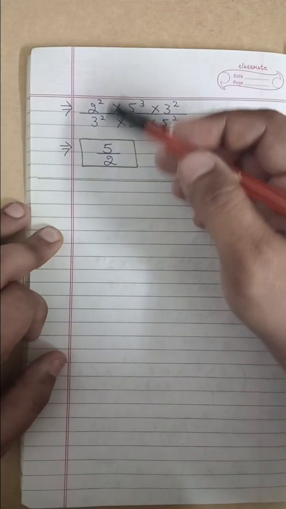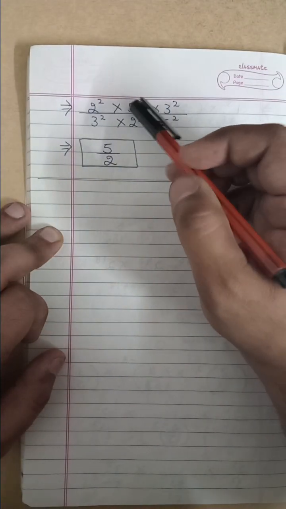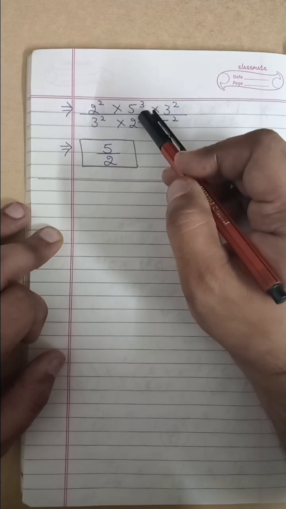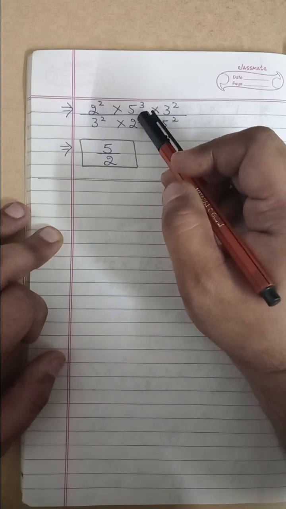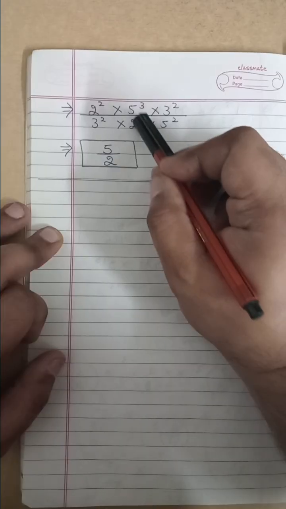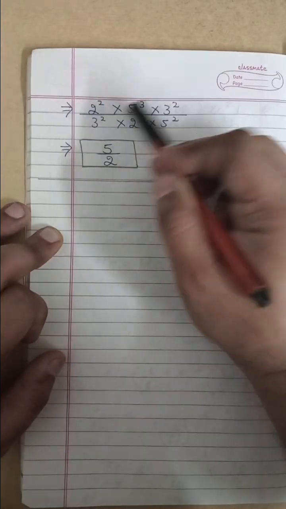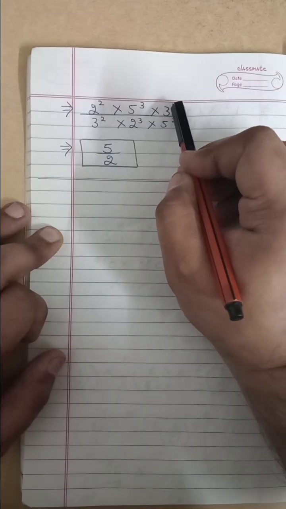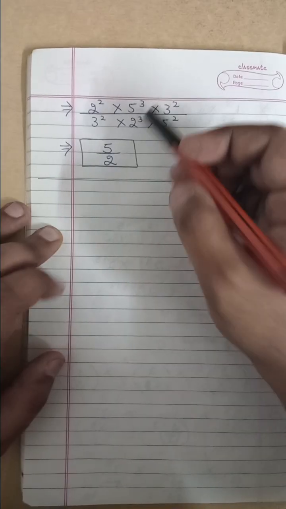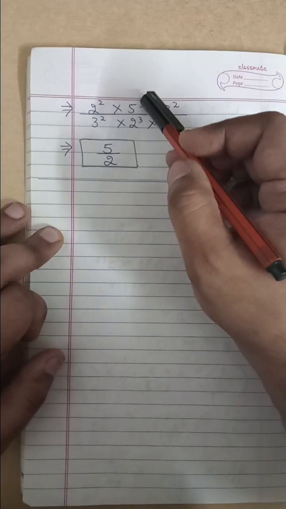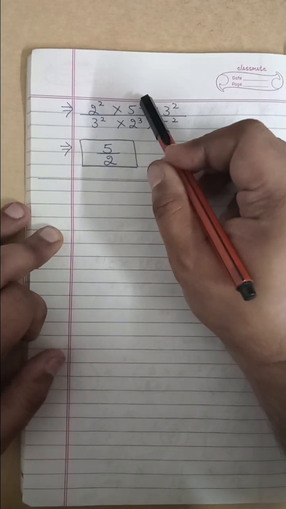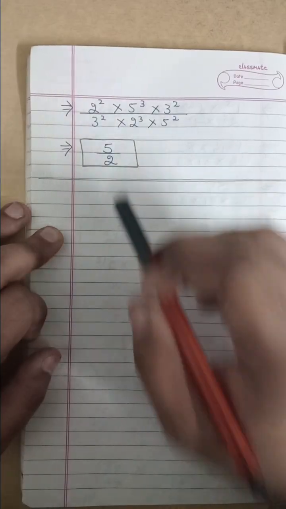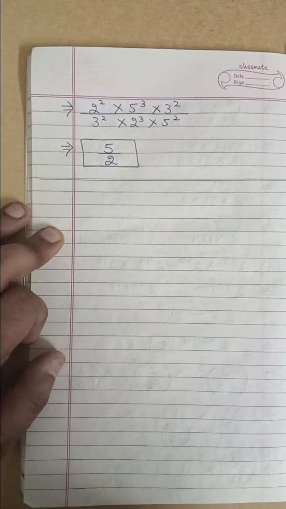Here 2 and 2 get cut, so we get 2 as remainder here. 3 raised to power 2 gets cut with the one in numerator, 3 raised to power 2, and 5 raised to power 3, 2 will go up, 3 minus 2 is 1, so remainder would be 5 by 2. That is the answer. Thank you.